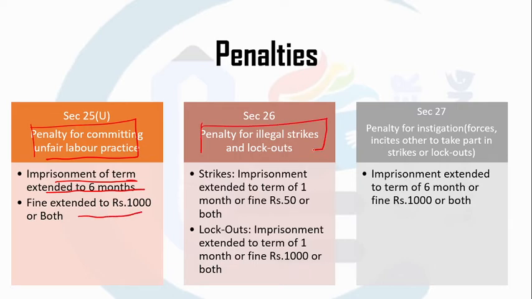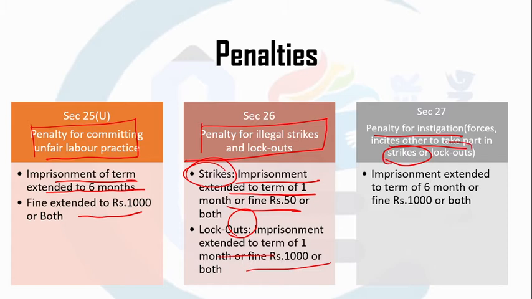Penalty for illegal strikes and illegal lockouts. If it is a strike, it would be imprisonment of 1 month, fine of 50, and if it is the lockout, 1 month, fine of 1,000. Penalty for instigation. In case of strikes and lockout, if you are forcefully asking someone to come and participate, imprisonment of 6 months, 1,000 rupees fine.